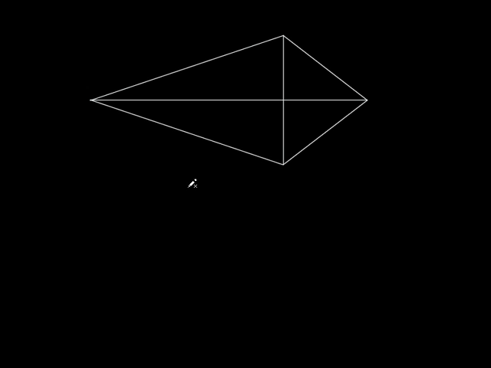Let's do the other figure. What did I say the other figure was? It was a kite. Okay. Let's pause this and I'll find a kite. Okay, here's a kite.